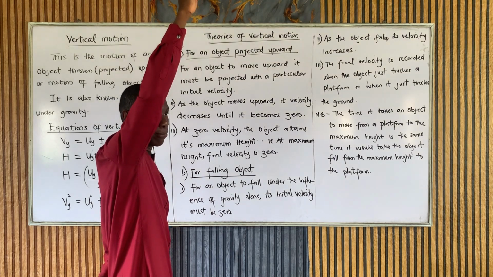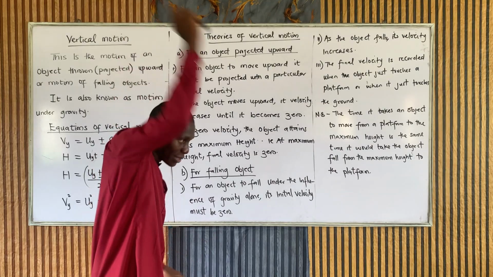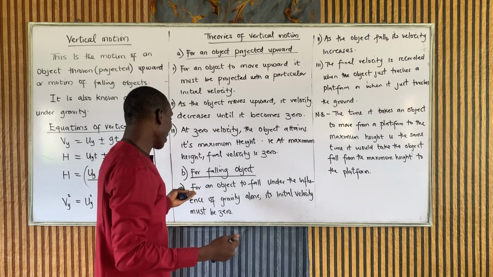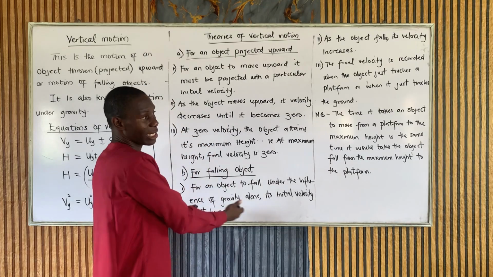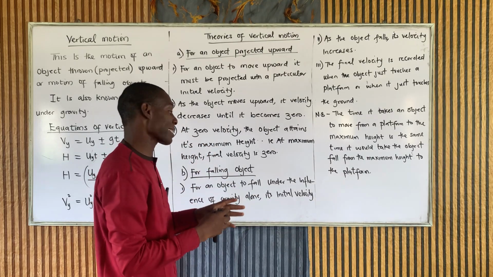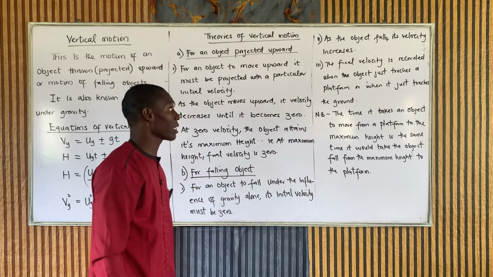Except you force it. But again, we are not considering when you just force it downward. We are considering when you throw it under the influence of gravity. So it's just released under the influence of gravity. Only gravity is acting on it. Then initial velocity must be 0.